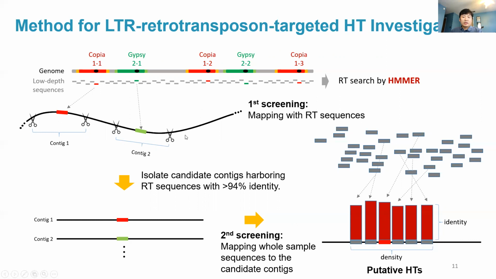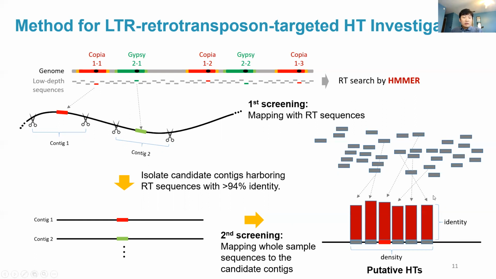For LTR-retrotransposon targeted horizontal transfer investigation, the next step is mapping reverse transcriptase sequences in the sample sequences to the target genomes. The reverse transcriptase is the well-conserved functional domain of the LTR-retrotransposon. In this case, the target genomes are assembled genome sequences that are available from public genome databases. With the 94% threshold of the mapped reverse transcriptase, the 40 kb sequence contigs containing the reverse transcriptases were isolated as the candidate contigs that may contain the horizontally transferred LTR-retrotransposon.